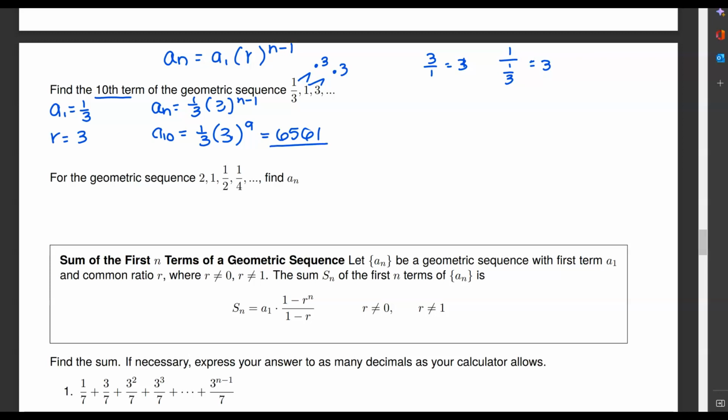All right, let's look at the next one. For the geometric series, we want to find a sub n. So here we're just finding the general form. So notice this ratio. We're going to have 1 over 2 as the ratio for the first one, and then we're going to have 1/2 over 1, which is also 1 over 2. So we can see that we're basically going times a half, times a half, times a half. So our first term a1 is 2, but our ratio is 1/2. So our equation is going to tell us that a sub n is going to be 2 times 1/2 to the n minus 1 power.